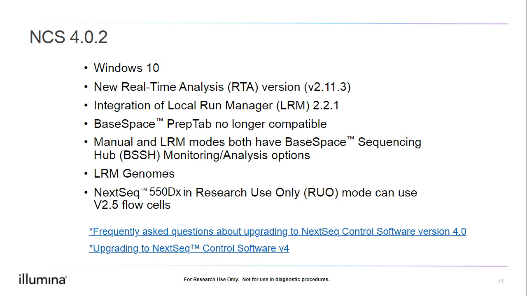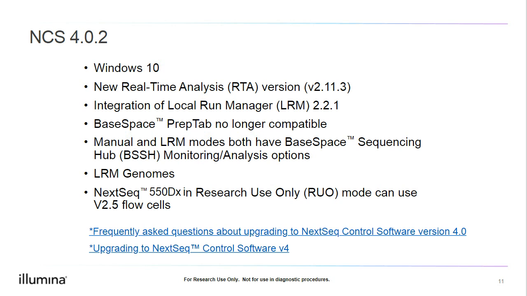LRM is used for run setup, monitoring, and downstream analysis, and is also available on the iSeq, MiniSeq, and recent versions of the MiSeq. Previously, PrepTab on BaseSpace was used for setting up runs, but PrepTab will no longer be compatible. With NCS version 4, LRM is used instead, but runs can still be sent to BaseSpace for run monitoring, storage, and analysis.